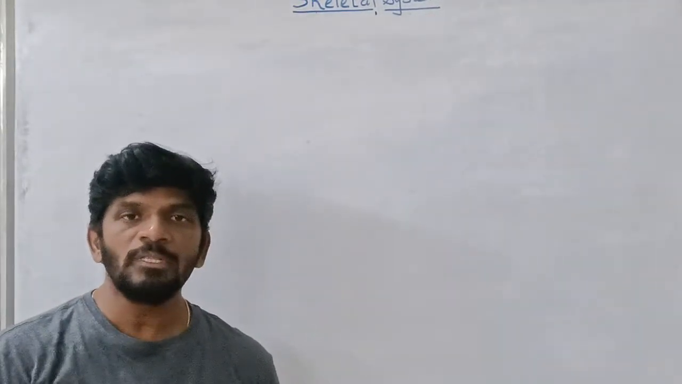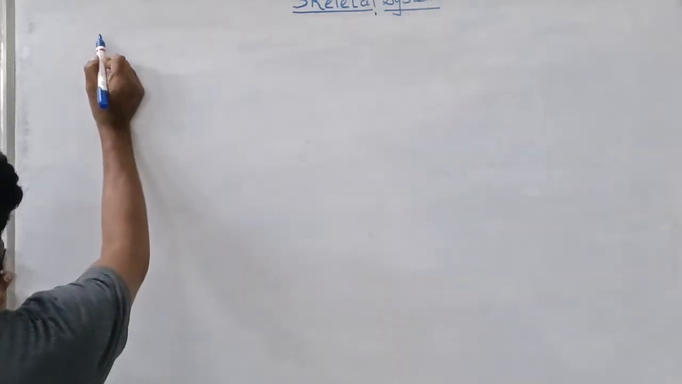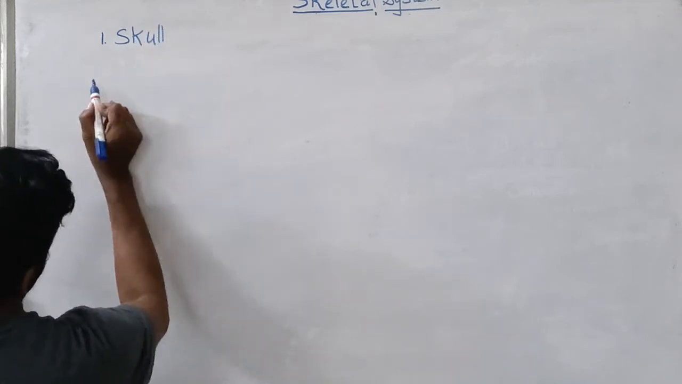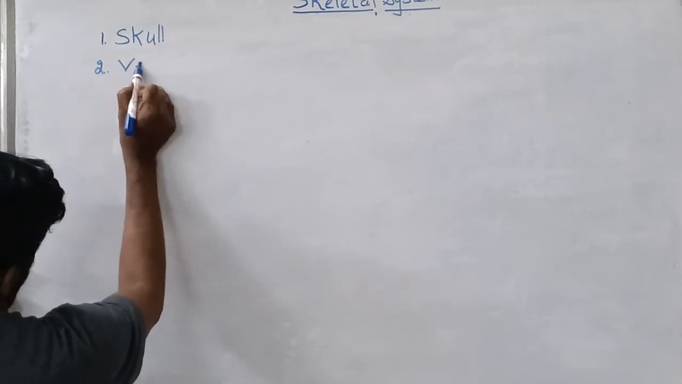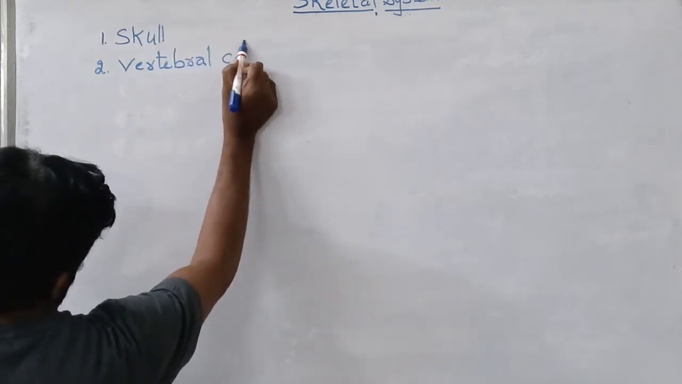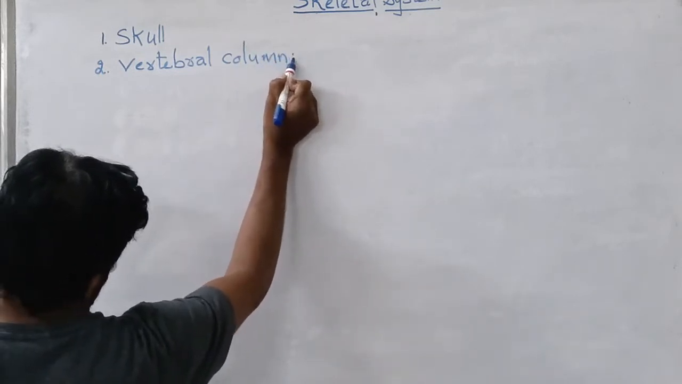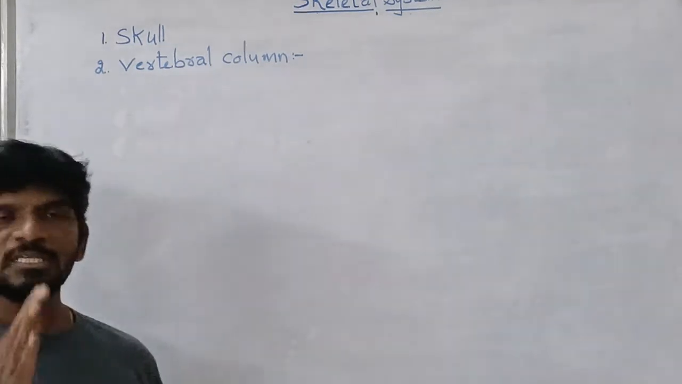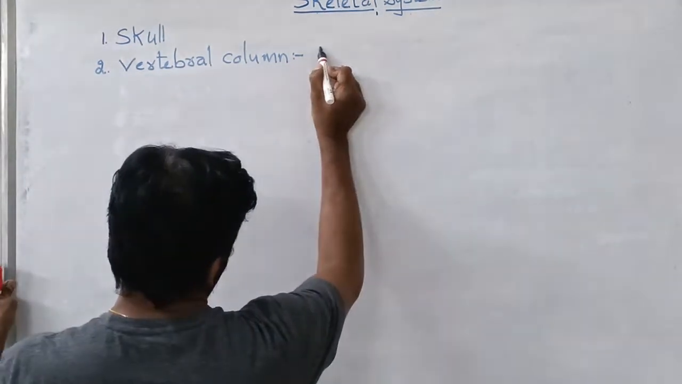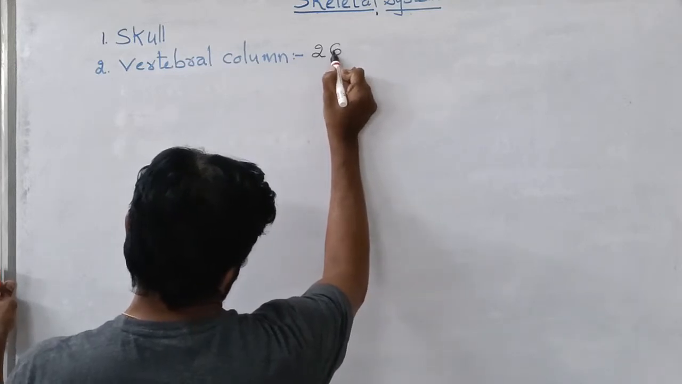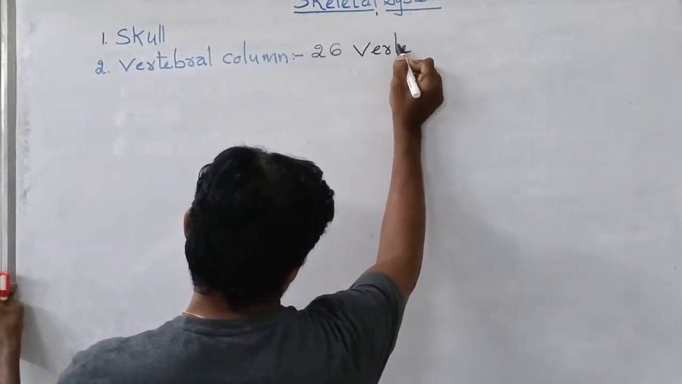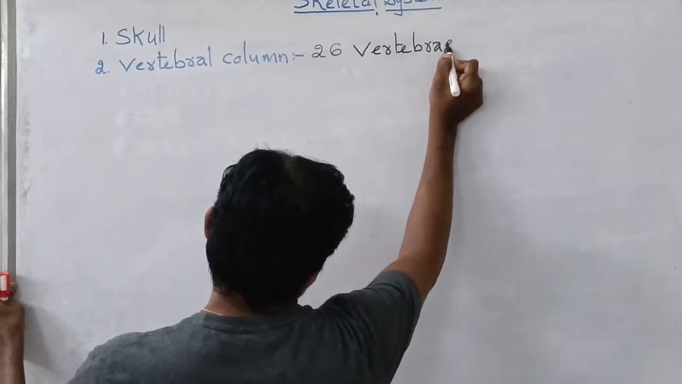Yes, now I am going to discuss the vertebral column. First, I discussed the skull, over. Next, vertebral column. Vertebral column, yes, it is a single column, but has a number of bones. The total number of bones in the vertebral column of man is 26. They are called vertebrae. 26 vertebrae are present in the human vertebral column.